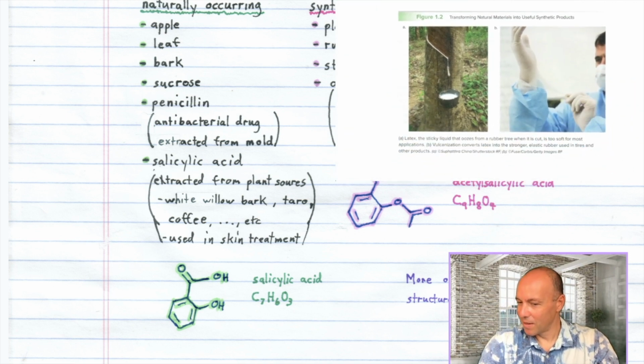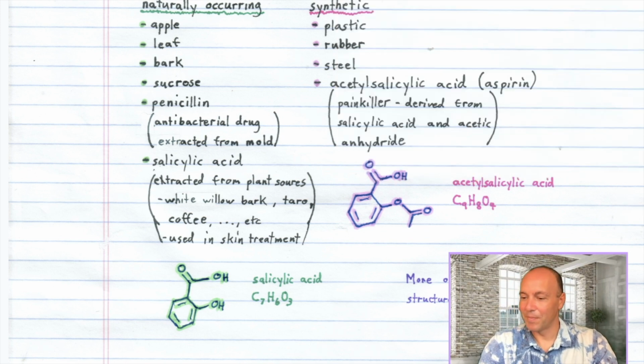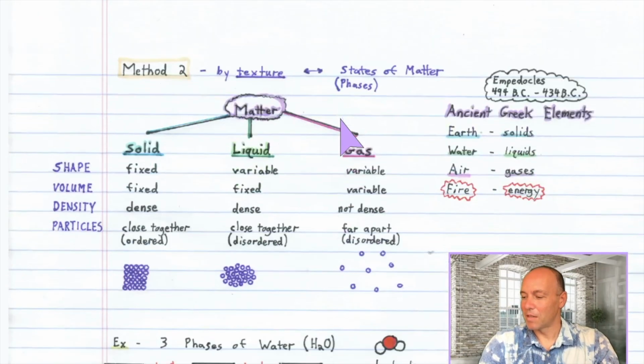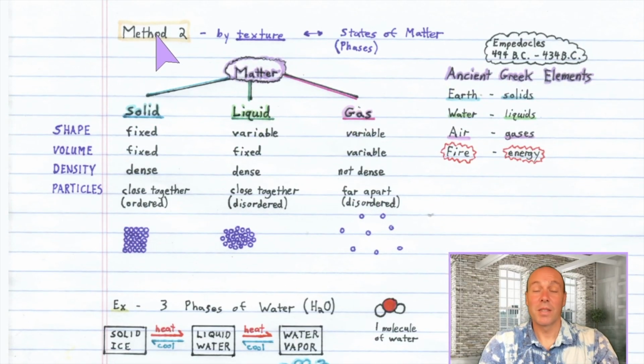So that's the first way that you can categorize matter into different types. So in our next video, we will discuss the second method of categorizing matter, the states of matter.